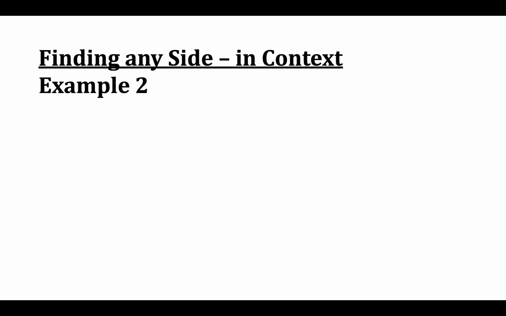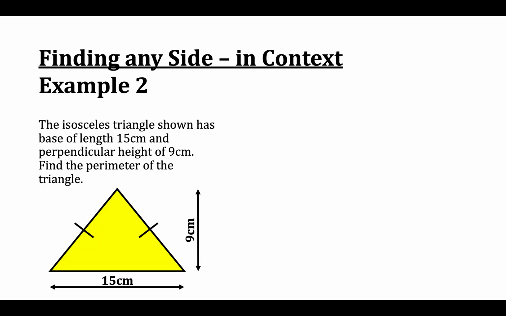So, example 2. The isosceles triangle shown has base of length 15 centimetres and perpendicular height of 9 centimetres. Find the perimeter of the triangle.